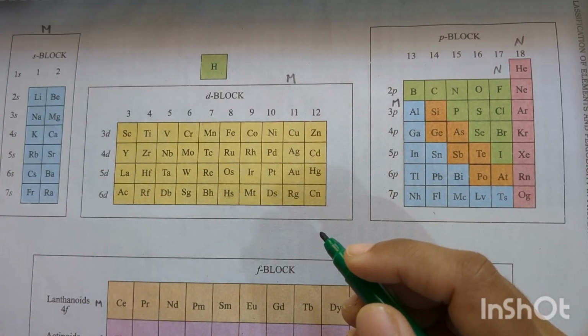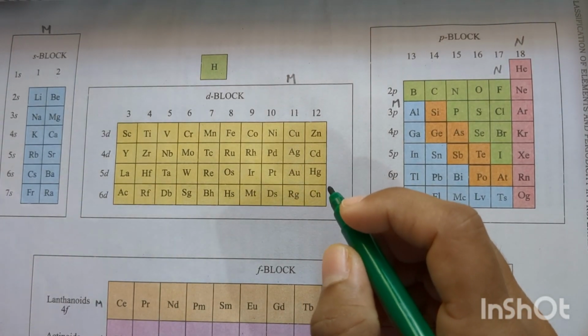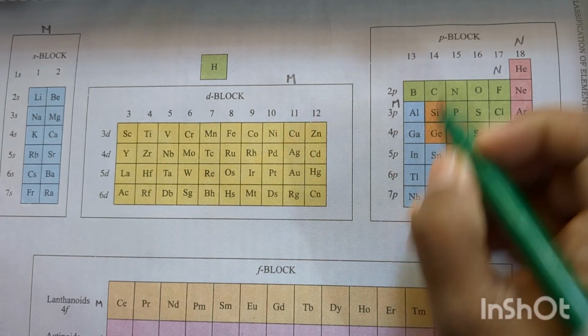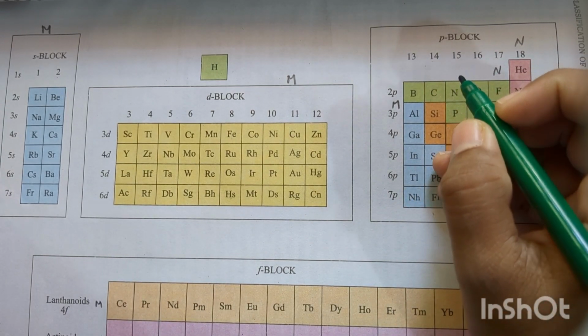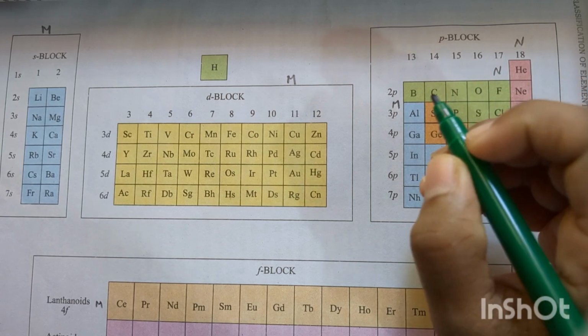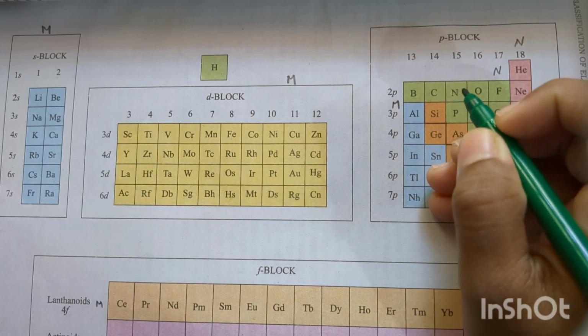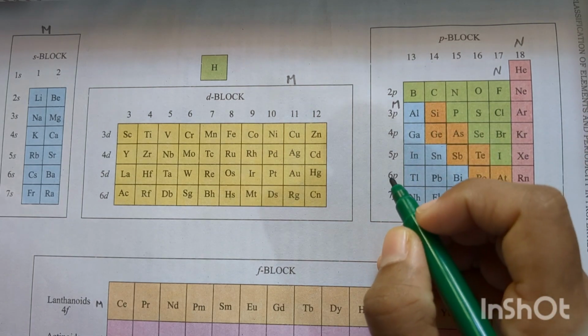Hello everyone. In this video, we are going to discuss the blocks in the modern periodic table. Specifically, we will be discussing the P block elements. We have already discussed the S block elements, and we will be discussing the F block, D block, etc., and everything will be available in the playlist.